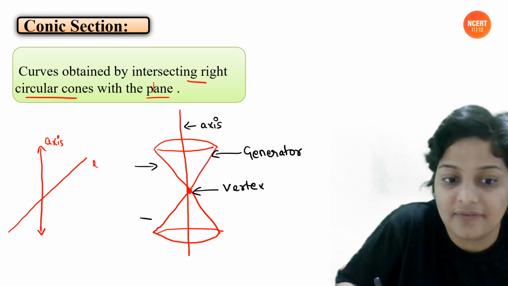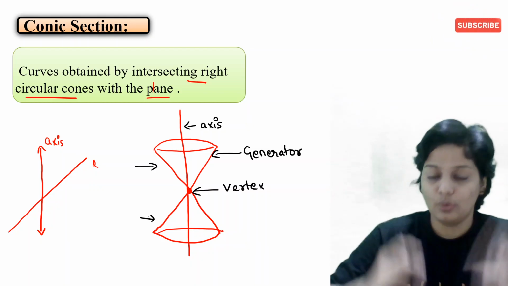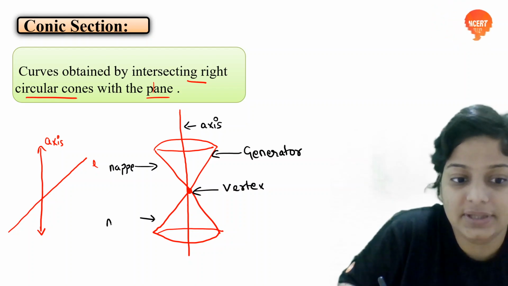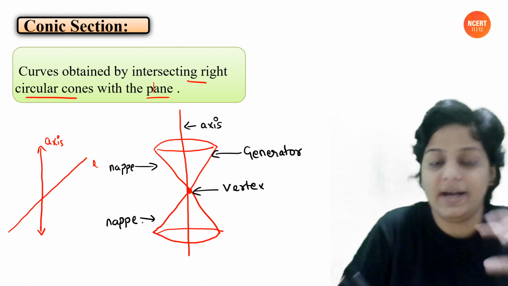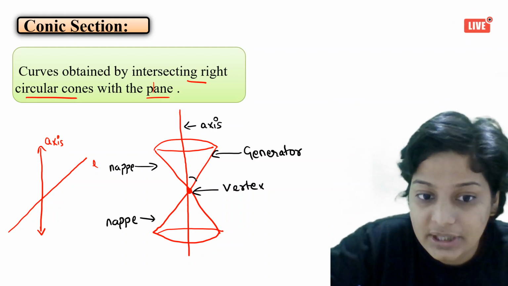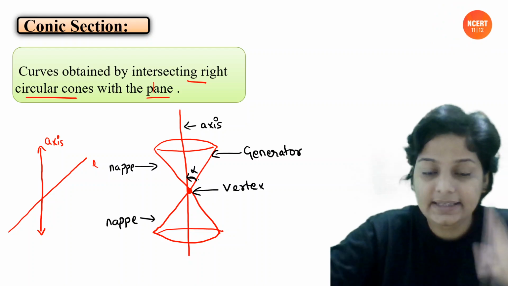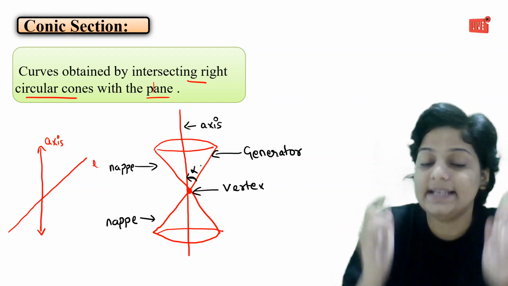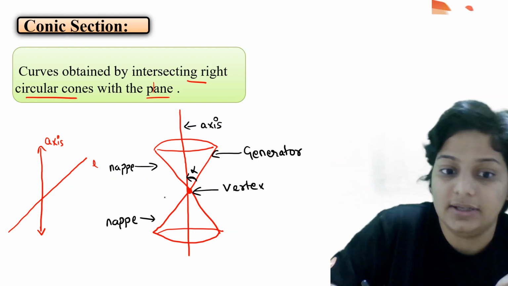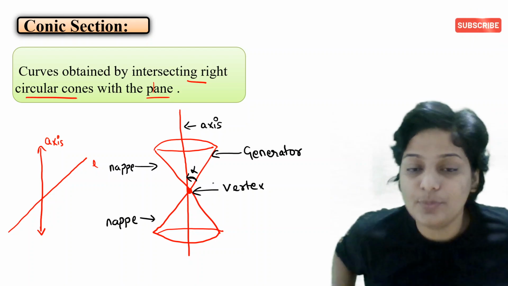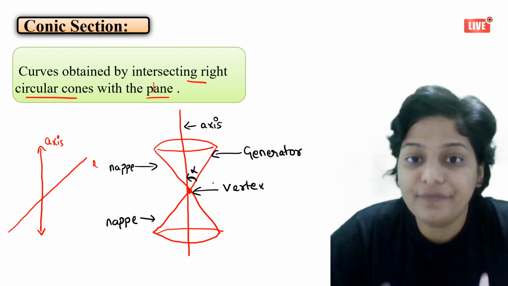Now there are two halves, the upper triangular and the lower triangular. These are called nap. What are they called? Nap. The upper nap and the lower nap. These are the two naps. Also, the angle between the generator and the fixed axis is called alpha. This angle is alpha. Now, based on this basic information, I am going to introduce different conic sections.